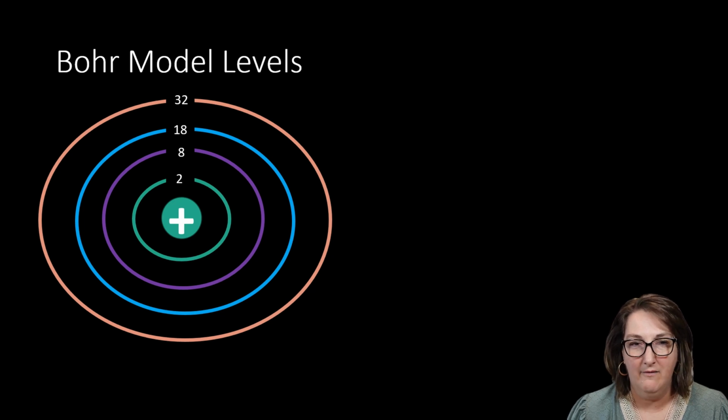Here I have the first ring. Niels Bohr said, I'm only going to be able to hold 2 electrons in this first ring. This first ring cannot hold any more. If I have any more, it has to go to the next ring. This one can hold no more than 8. If I have more than 8 in this ring, it can't hold any more. It has to go to the next level. This third will hold a maximum of 18. This will hold a maximum of 32.